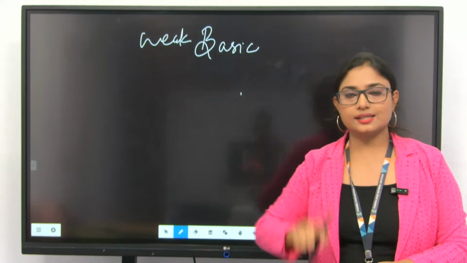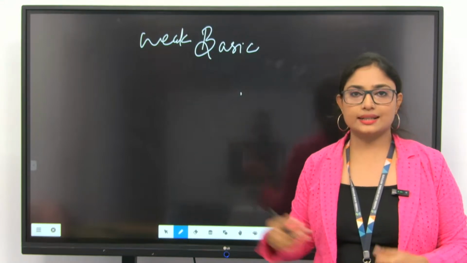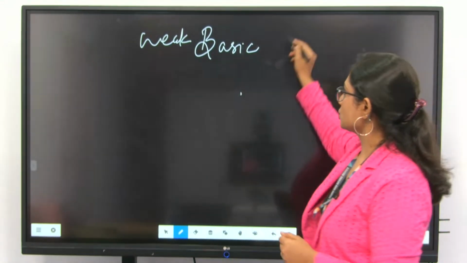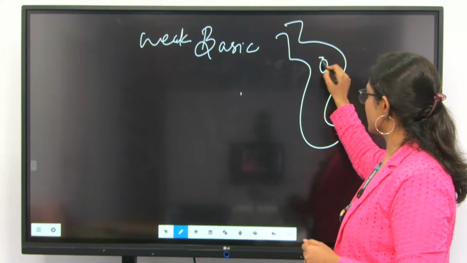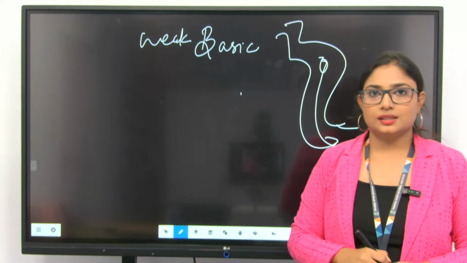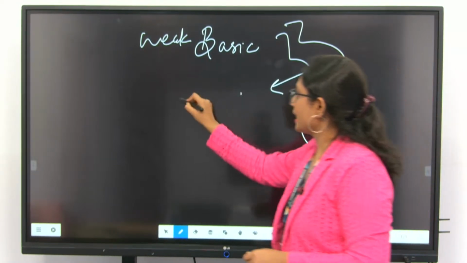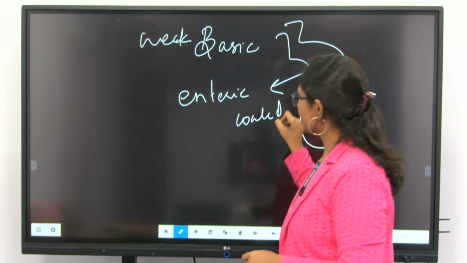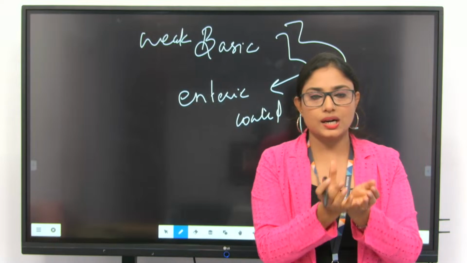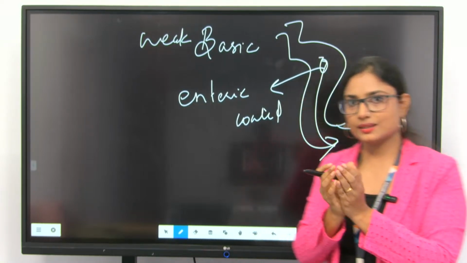It should reach the intestine, isn't it, to get readily absorbed. Okay, so it should bypass the stomach to reach the intestine. Here comes the use of enteric coating. When we give an enteric coating to a tablet, what happens there?